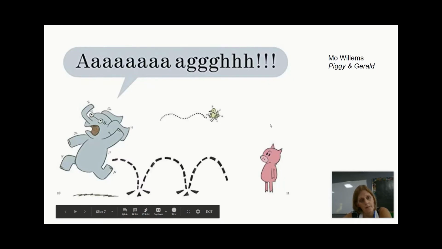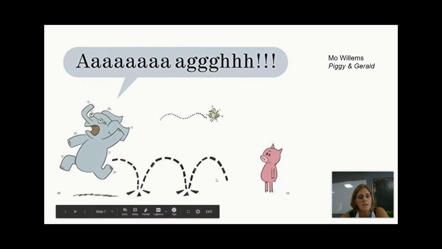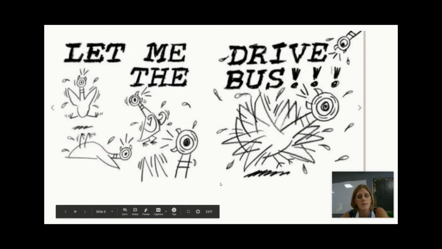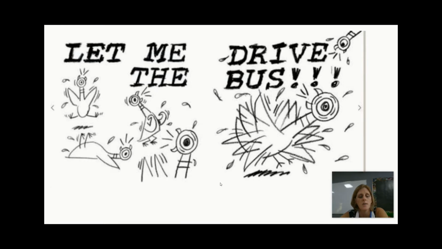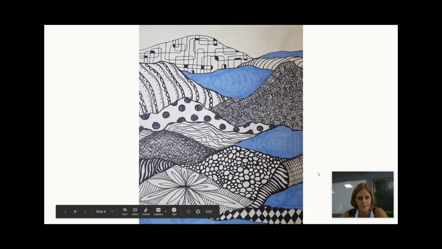This is a very famous piece of artwork by someone named Mo Willems, and he has created Piggy and Gerald, and he uses lots of lines to show movement or to show mood, how they're feeling. Here's another example of Mo Willems' work with Don't Let the Pigeon Drive the Bus. And he's got lots of lines here around the pigeon to show how the pigeon is feeling, which is generally frustrated about not being allowed to drive the bus.